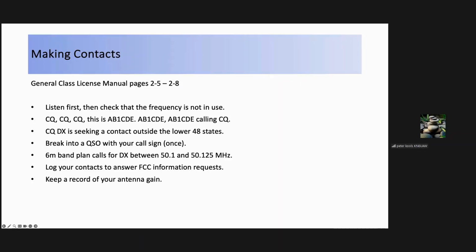The 6-meter band plan, in particular, calls for DX between 50.1 and 50.125 megahertz. This is just something you need to memorize for the test. And the FCC may ask you for information about your transmitting activity. And so it's important to keep some kind of log of your activity.